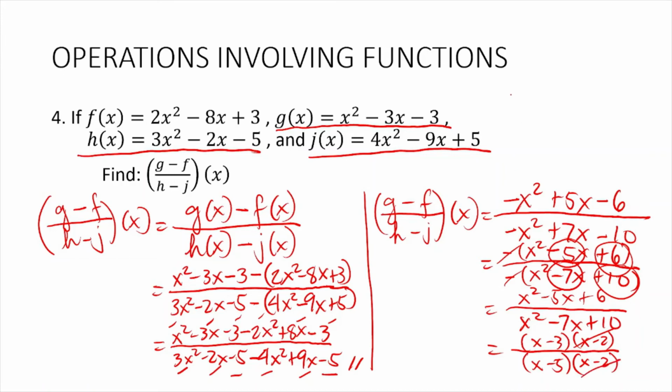Okay, so let me write the final answer here. So we say g minus f over h minus j of x is equal to, in this case, the ratio of x minus 3 and x minus 5.